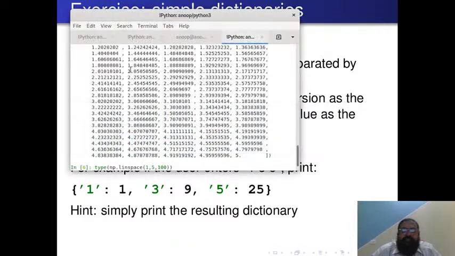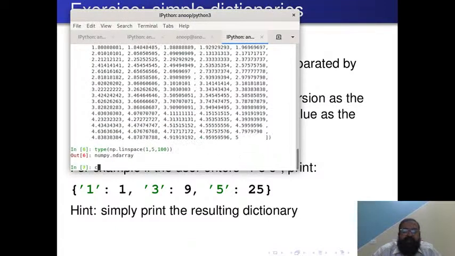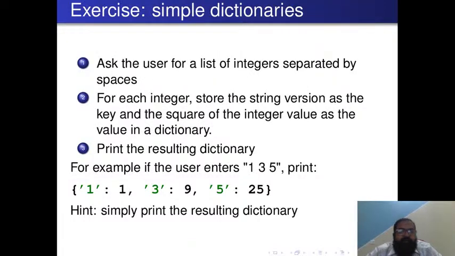So, what it would mean is I would enter, let us say, 5 space 6 space 7 space 19 space 20 space 20 space 2 space 21, something like that, right, when the user enters the string, enters the numbers. For each integer, store the string version as the key and the square of the integer value as the value in the dictionary. Okay, which means printing the resulting dictionary, and finally you have to print the resulting dictionary.